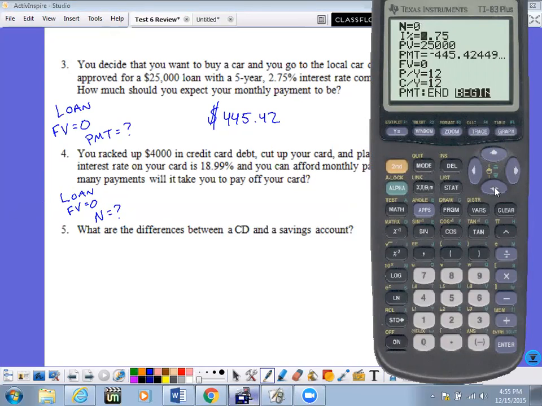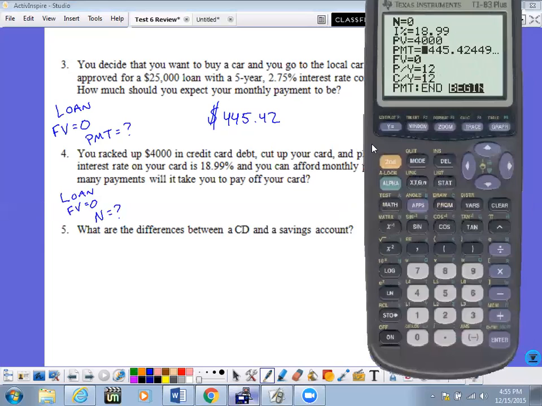I'm going to put a 0 as a placeholder. We have our interest rate of 18.99%. Our present value was the original $4,000. We know we can make payments of $350. Don't forget, you need to have a negative payment, like we talked about at the beginning. So payments are negative. Your future value is 0.